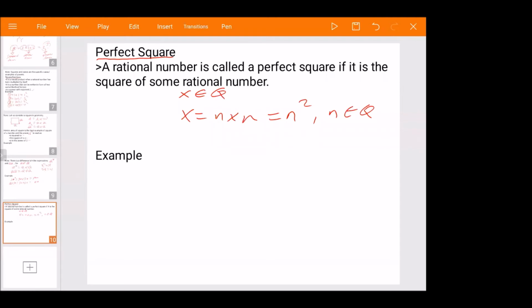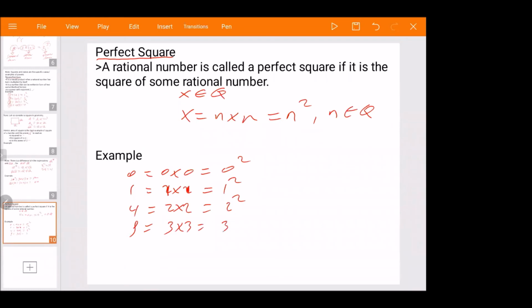If you are asked to mention perfect square numbers, you can say 0 is a perfect square because it can be written as 0 times 0, which is equal to 0 squared. 1 is a perfect square, 1 times 1, which is equal to 1 squared. 4 is a perfect square because it can be written as 2 times 2, which is equal to 2 squared. 9 is a perfect square, 3 times 3, which is equal to 3 squared. 16 is 4 times 4, which is equal to 4 squared, and so on.